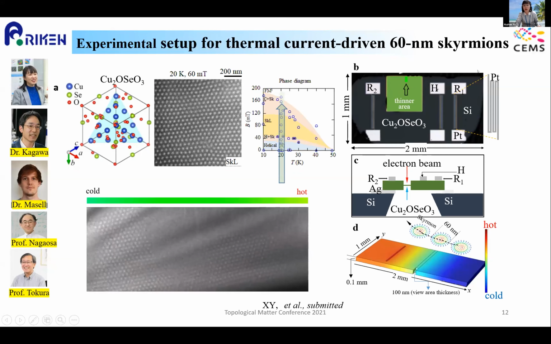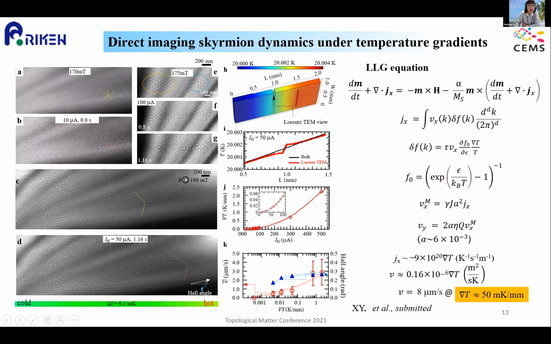Let me explain the experiment design. We put the heater at the right side and also put two thermometers at the two sides of this thin plate, and we make a cold bath at the heater side and a heat sink at the opposite side. It means we can generate the thermal current in the transverse direction. And this Lorentz TEM image also shows the skyrmion motion in this device.